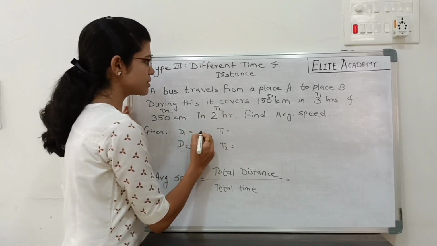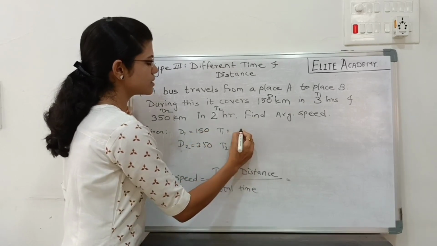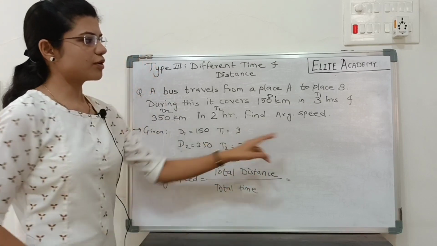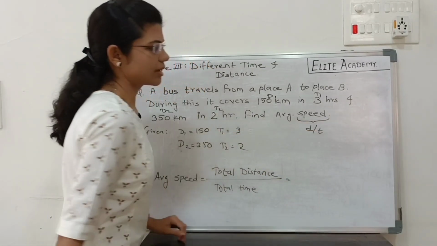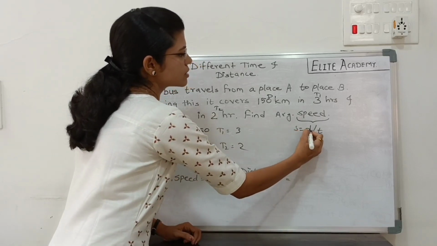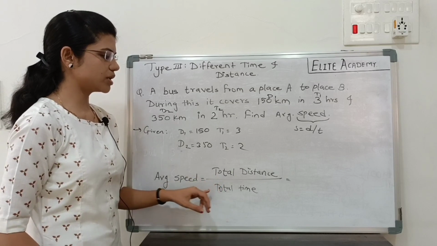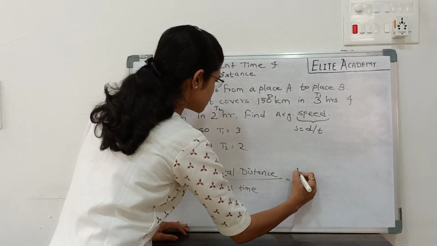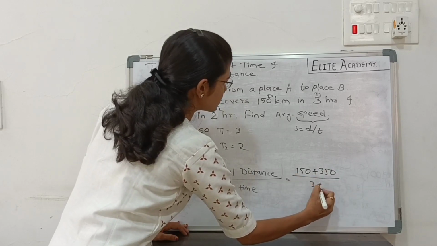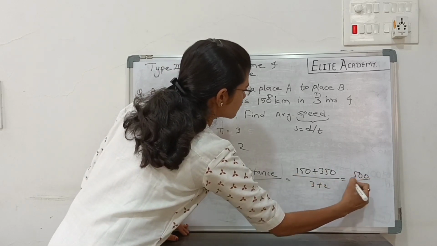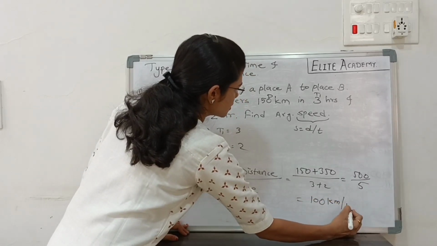Now D1 is 150 kilometers, D2 is 350 kilometers, and the times are 3 and 2. The formula for speed is distance upon time. Therefore, average speed is equal to total distance upon total time. Total distance is 150 plus 350 upon 3 plus 2, nothing but 500 divided by 5. The answer is 100 kilometers per hour.